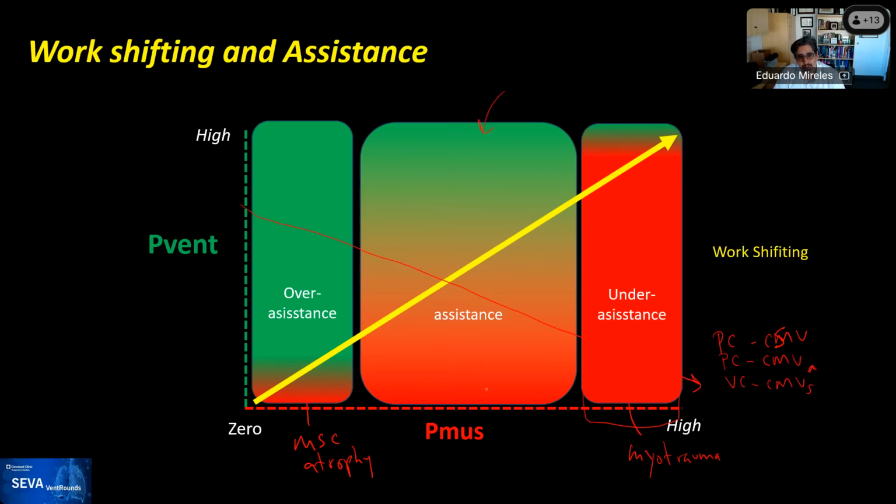And then in the middle, and this happens very often, there is the presence of PMOS and the presence of P-vent at the same time. The ventilator is doing some work of breathing and the patient is doing some work of breathing, and there's a balance between these. Now, how you measure this is a little bit tricky.